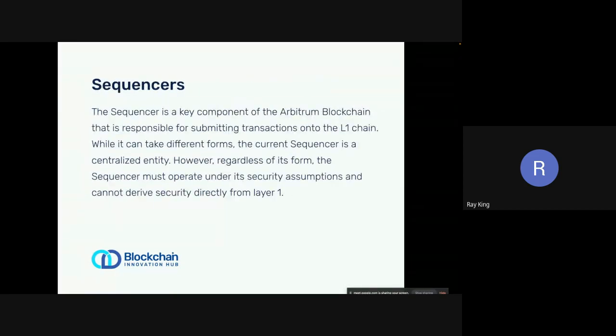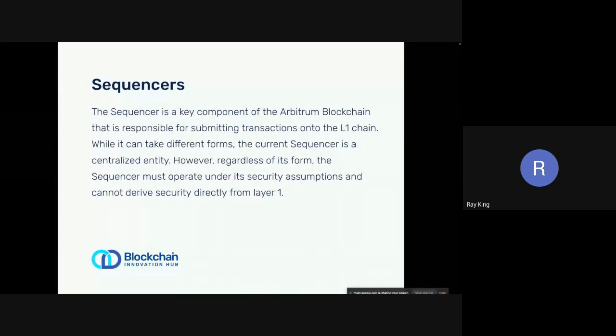And lastly, we'll be looking at the sequencer. It is a key component of the Arbitrum blockchain. Its responsibility is that it submits transactions onto the L1 chain. Most roll-up chains, once the transactions are batched, submit them back into the L1 chain. What's responsible for submitting the transactions onto the L1 chain are the sequencers. While it can take different forms, the current sequencer in Arbitrum is a centralized entity.